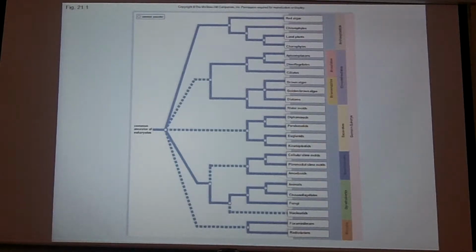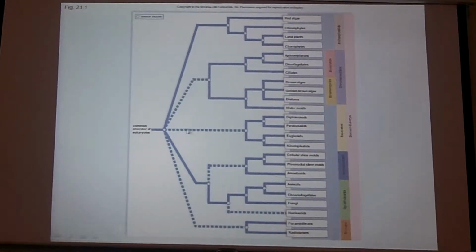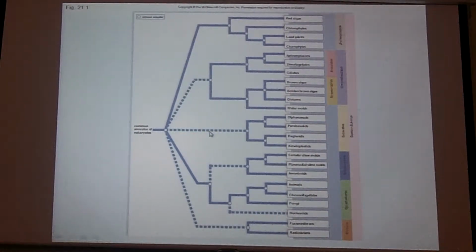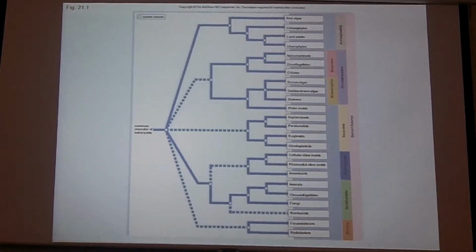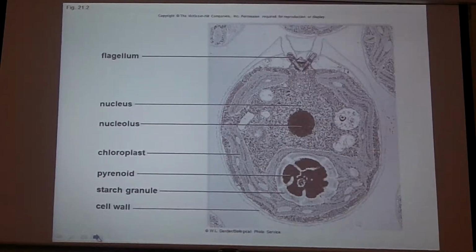Yeah. What's the dotted line mean? The dotted lines mean that these groups very likely evolved from this common ancestor, but they don't have any evidence of it yet. But they figured it had to come from somewhere. They just haven't located the fossil evidence. Yeah. What's the difference between something that's colonial and multicellular? We're going to get to that. That's a good question. Okay.